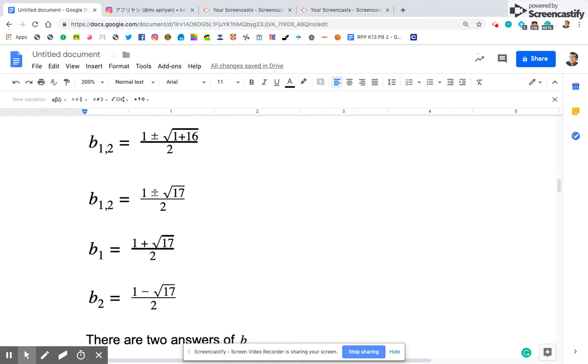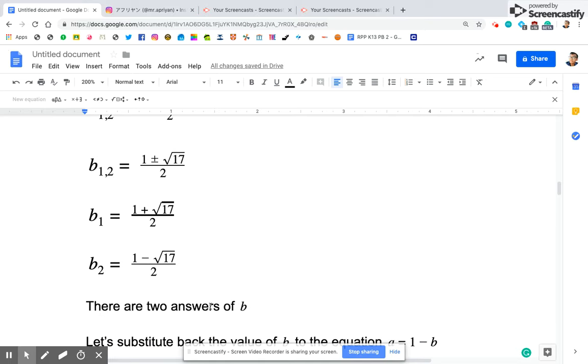So this is how the plus minus symbol works. We can split them, it becomes 1 plus square root of 17 all over 2 and 1 minus square root of 17 all over 2. So there are two answers of B. This is the first one and this is the second one.